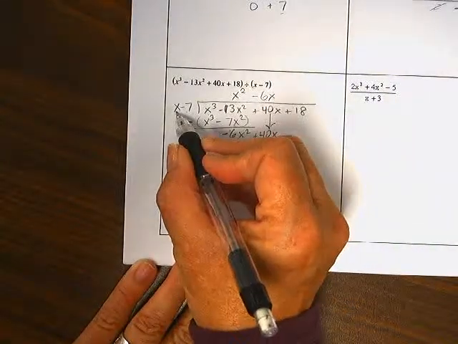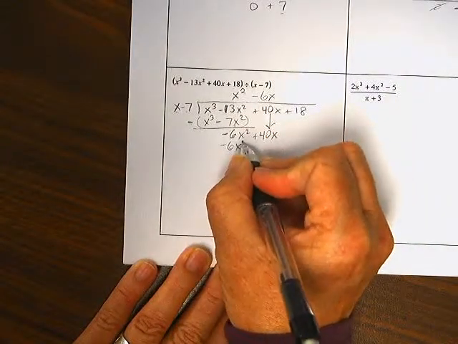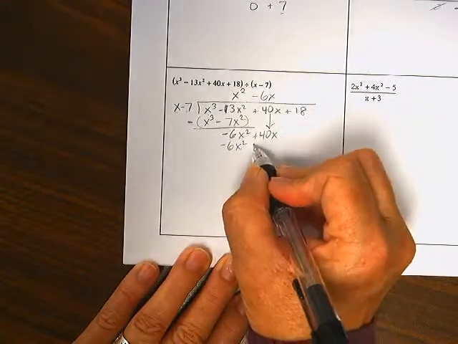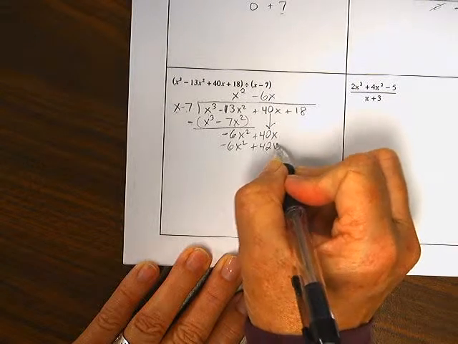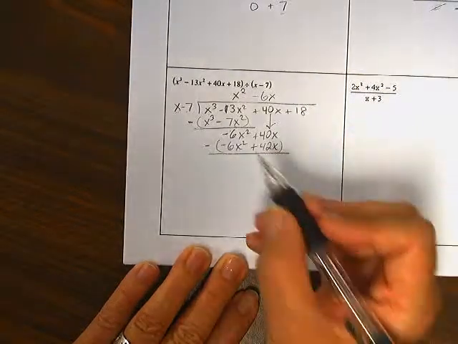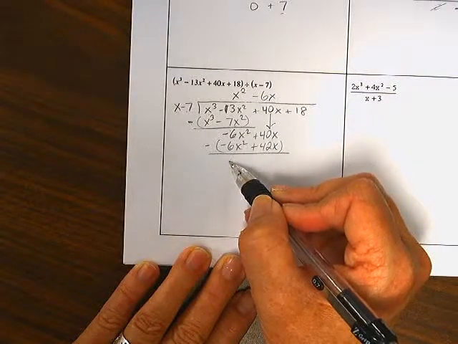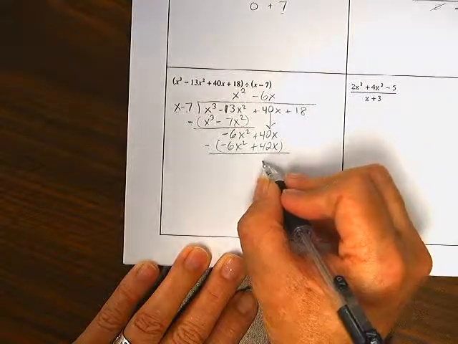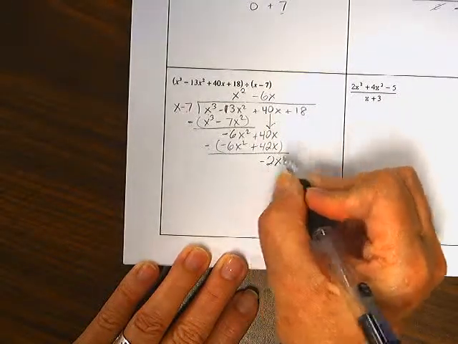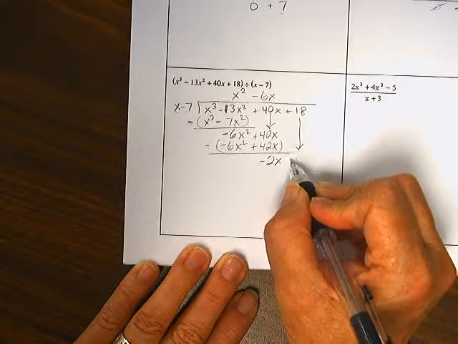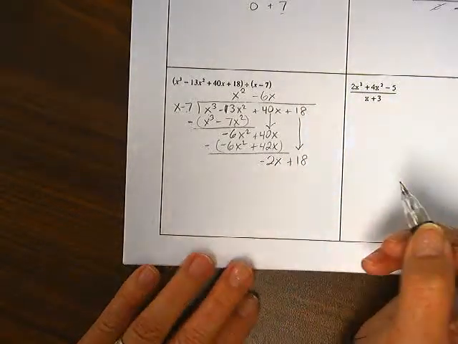Negative 6x times x is a negative 6x squared. And negative 6x times a negative 7 gives us a positive 42x. And we subtract that. So our x squared terms cancel. And now we have 40x minus 42x, which will give us a negative 2x. And bring down our last term, plus 18.